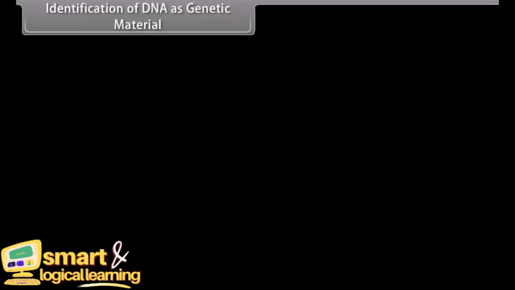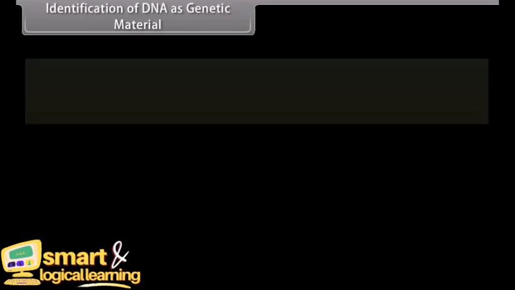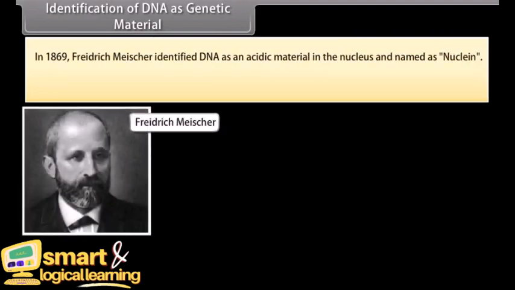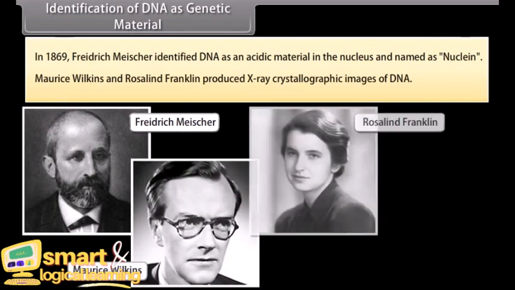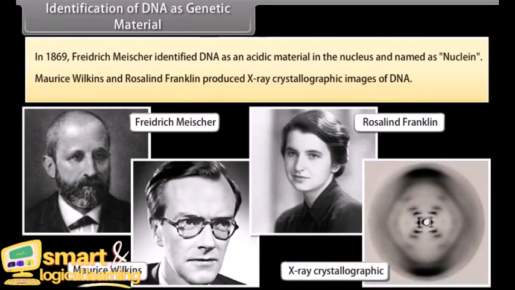Identification of DNA as genetic material. In 1869, Friedrich Miescher identified DNA as an acidic material in the nucleus and named it nuclein. Maurice Wilkins and Rosalind Franklin produced X-ray crystallographic images of DNA.